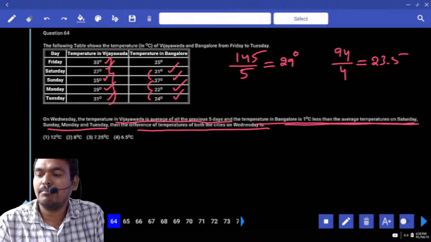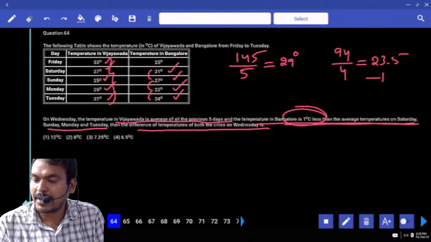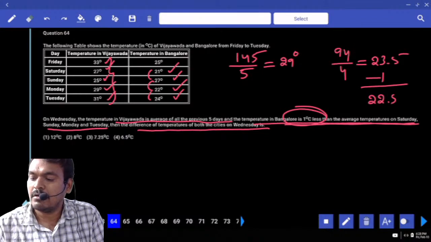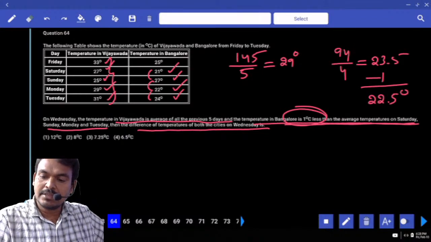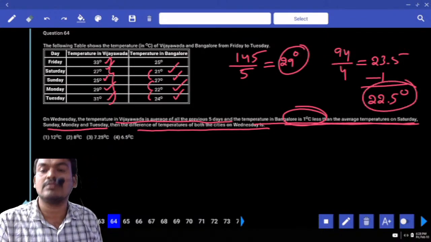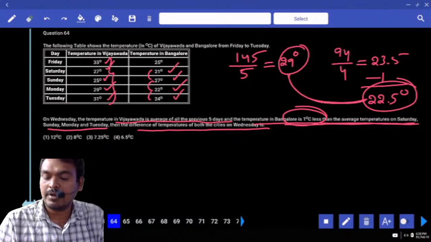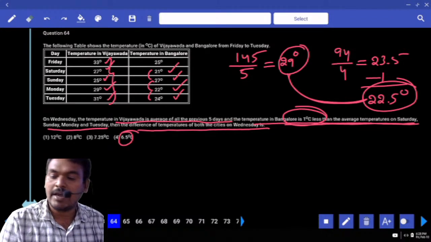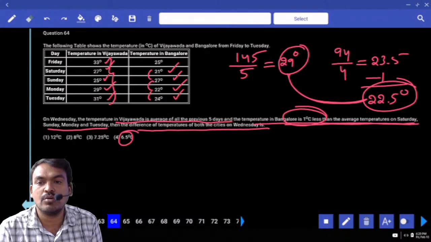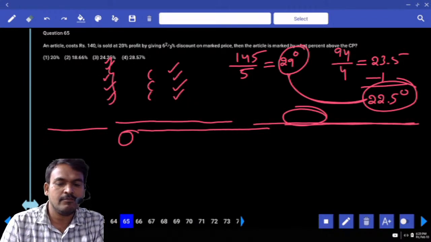23.5. But compared to 23.5, how many degrees are less? 1 degree is less. Means subtracting 1 or adding 1? Subtracting 1. What is the remaining value? 22.5. Okay. Wednesday, Vijayawada is how much? 29. Wednesday, Bangalore is how much? 22.5. But we require the difference between these two values. What is the difference? 6.5. Difference between 29 and 22.5, how much? 6.5.